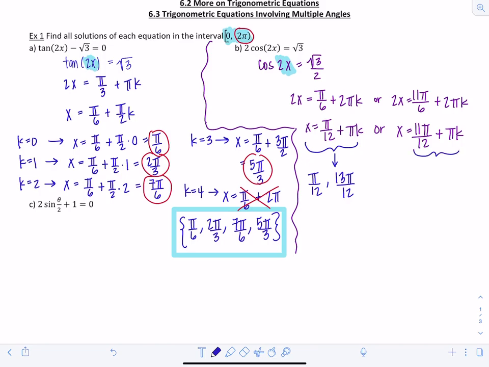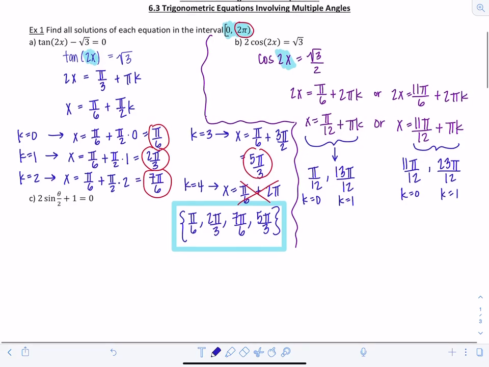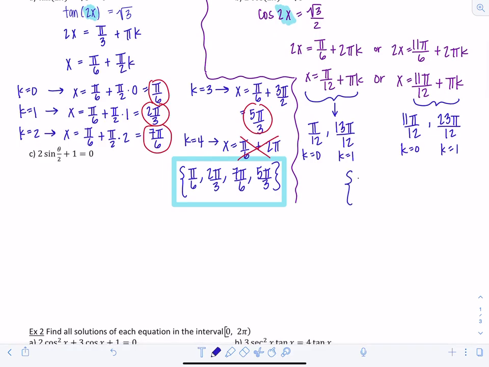Now over here, I'll list out, this was for k equals 0, this is for k equals 1. So if k is 0, I have 11 pi over 12. And then if k is 1, which is 12 pi over 12, then 12 plus 11 gives me 23 pi over 12. And that's it. So here are my 4 solutions again: pi over 12, 13 pi over 12, 11 pi over 12, and 23 pi over 12.